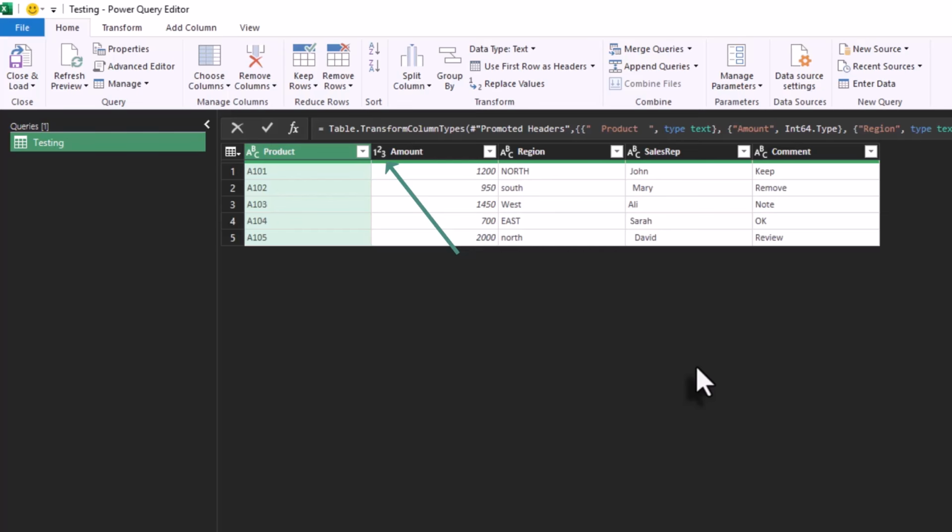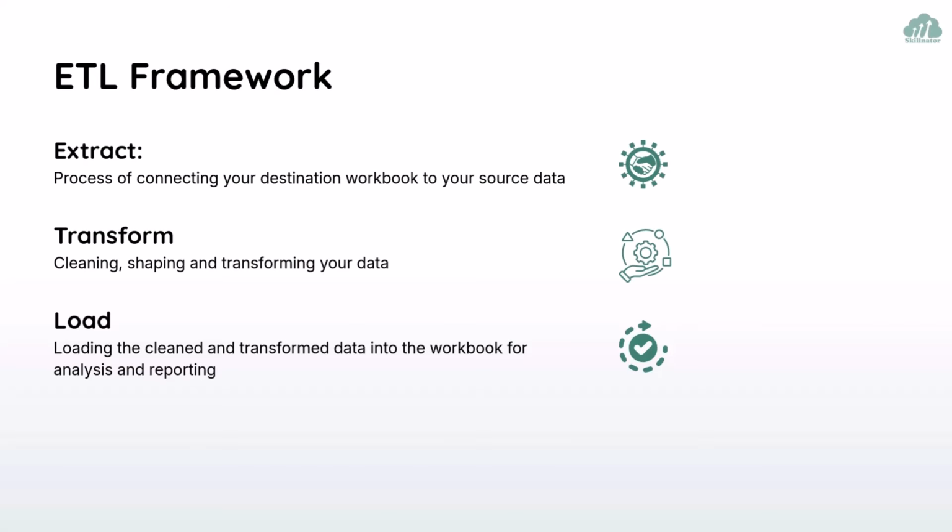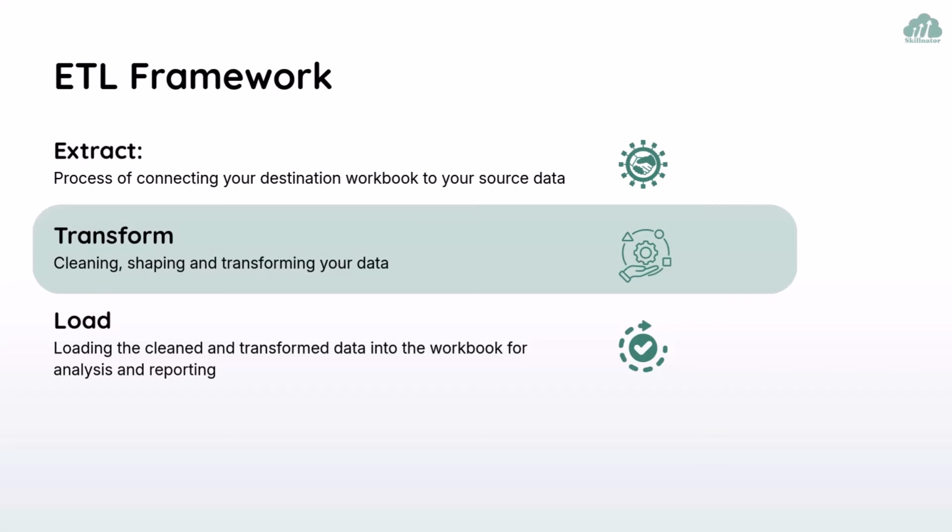So that was a quick walkthrough of the Power Query editor. Now that you're familiar with the Power Query interface, we'll move to the second stage of the ETL framework, that is the Transform stage. This is where we're going to apply cleaning and transformation actions.